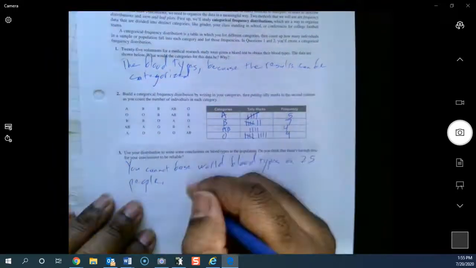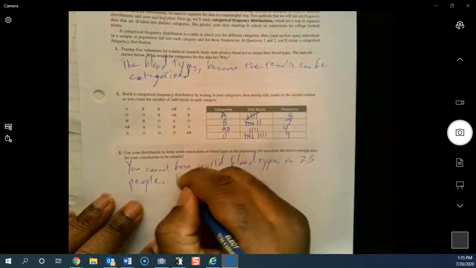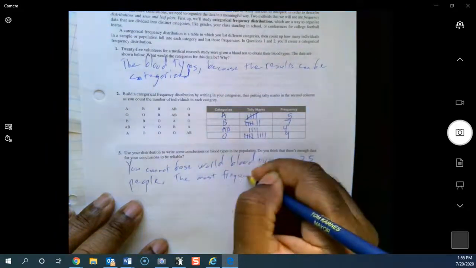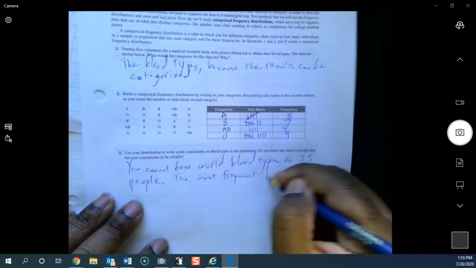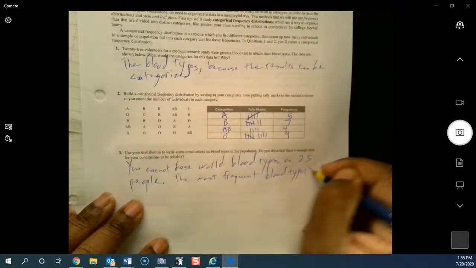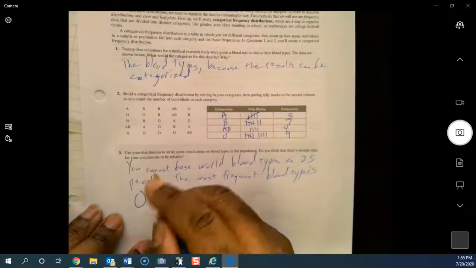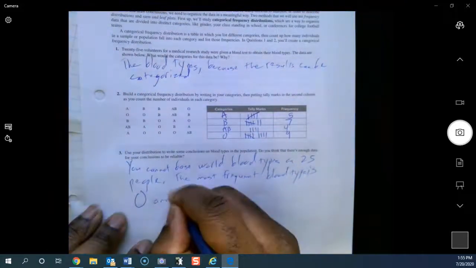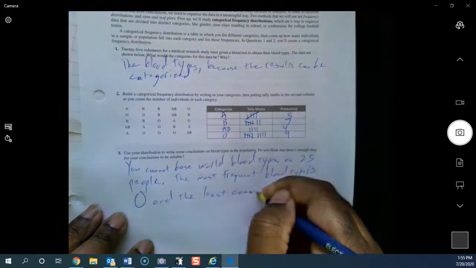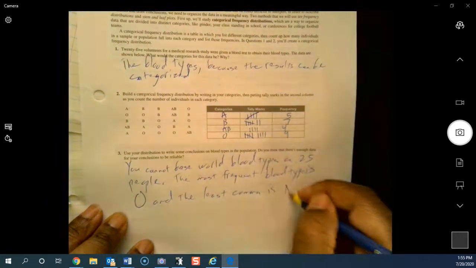But we can conclude the most frequent blood type is O. And the least common is AB.